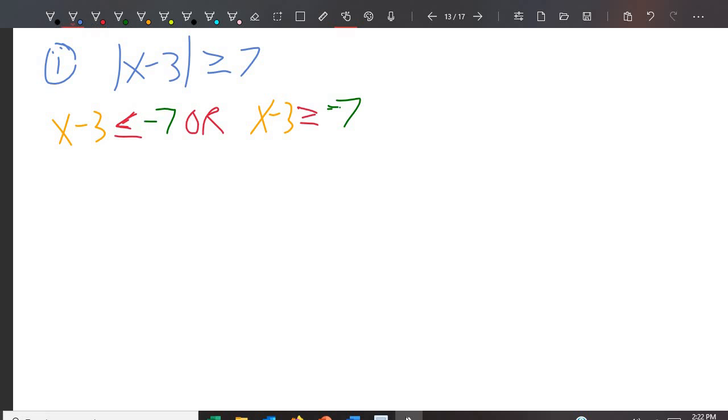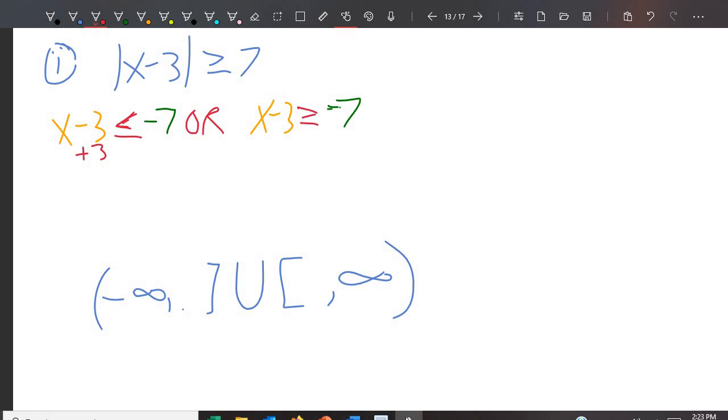Now, I don't know what the answer is yet, but I know it's going to look exactly like this. It's got a less than or equal to, so we're going to have a bracket. We're going to have a union symbol, another bracket, positive infinity, and a parentheses. I may not know what the numbers are yet. We're going to find that out, but I know my answer is going to look just like this. Okay, so we're going to start solving it. We're going to add 3 to both sides.